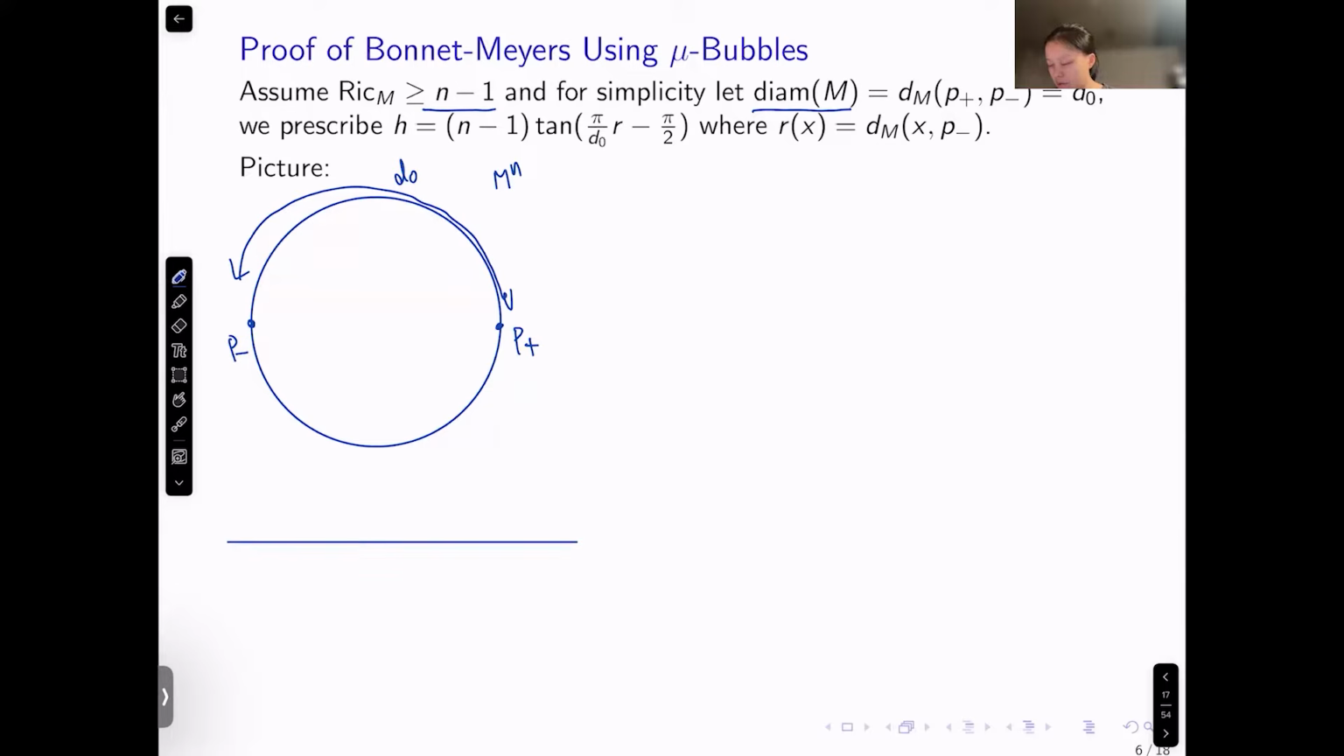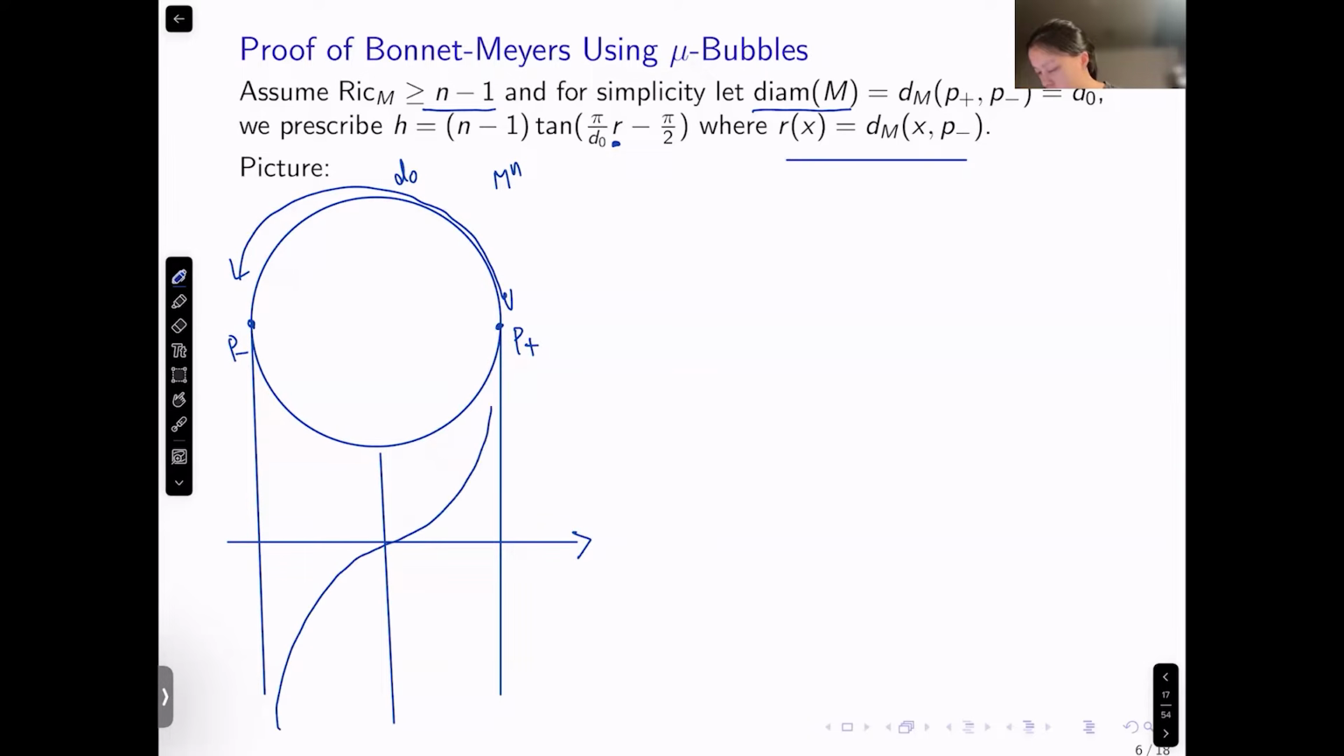Then the h I prescribe is equal to tangent of pi over d0 times r, where r is the distance to the point p minus. So when r is equal to 0 at the point p minus, you get tangent of minus pi over 2, which is negative infinity. And when you are at the point p plus, then you reach plus infinity. So the function looks like this on your manifold.